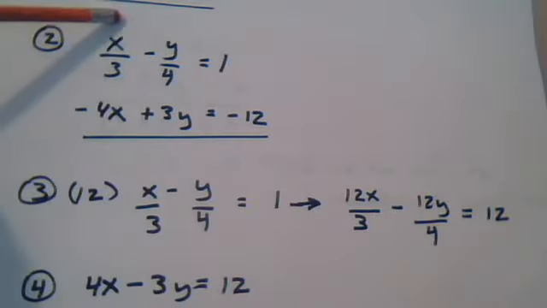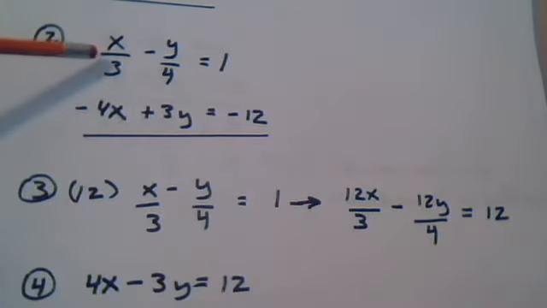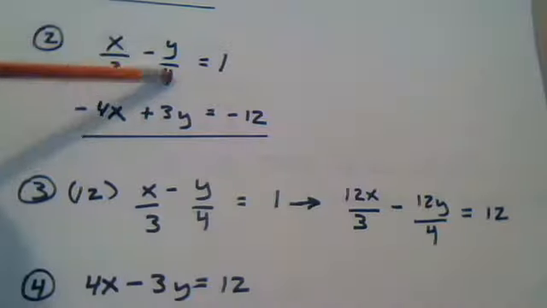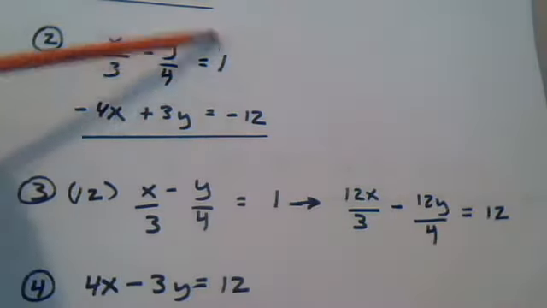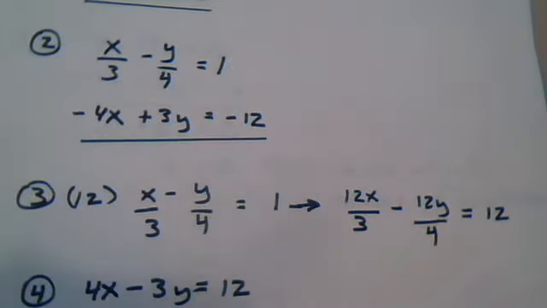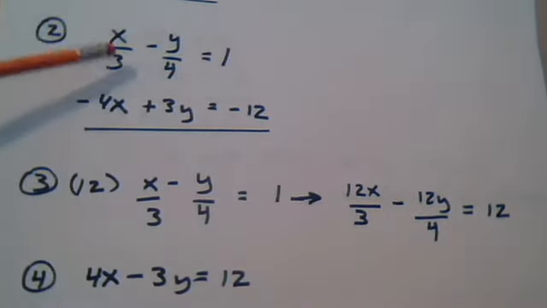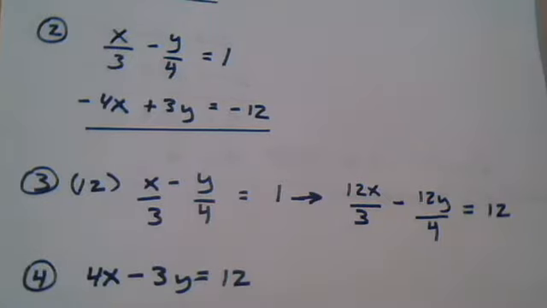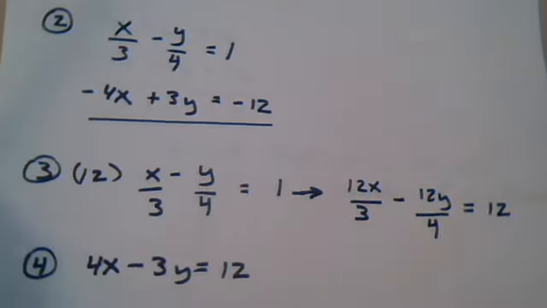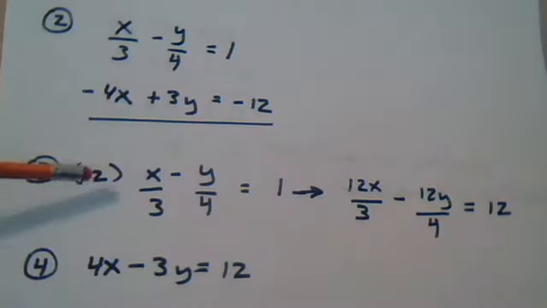Now, we could work on this equation so that we won't have to work with fractions. We could simplify this equation. We're going to clear it of fractions. So how do you clear it of fractions? Look at the denominators and then ask yourself, what number can be divided by 3 and 4 evenly? There are many numbers. The smallest would be 12.